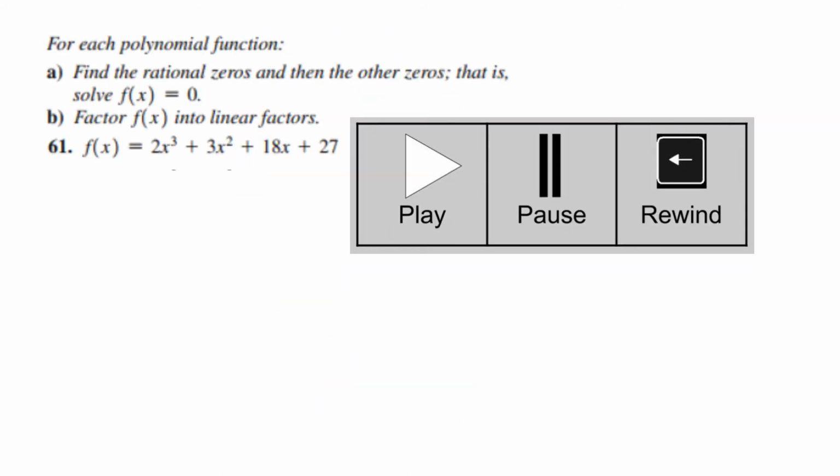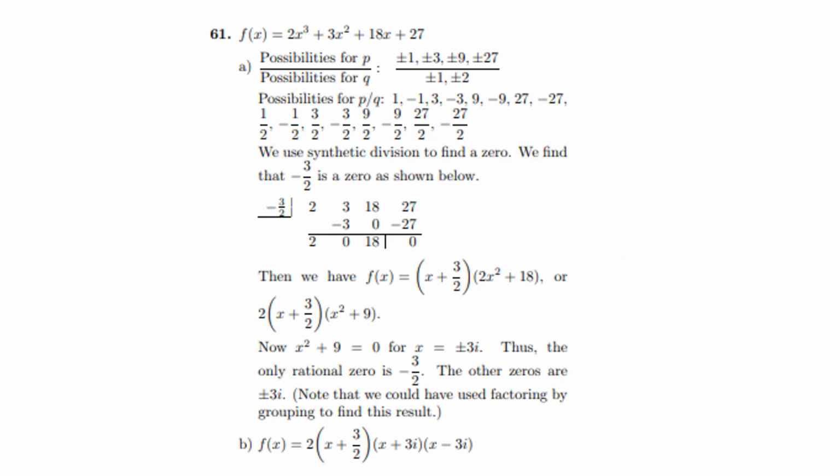A similar kind of problem, same directions, for problem 61 shown here. But now you have a 27 as the constant term, and you have a 2. Press pause, do the problem, and come back, and we'll look at the solution. Well, the possibilities for p are the divisors of 27, and these are the divisors of 27.